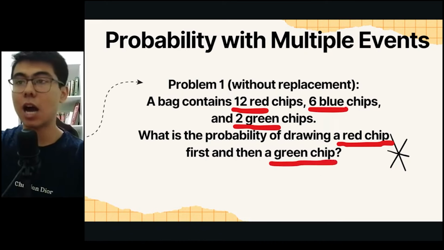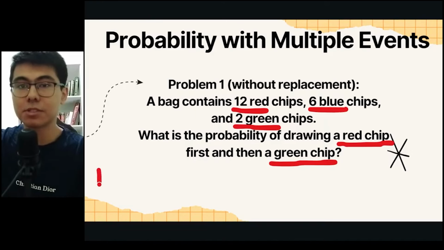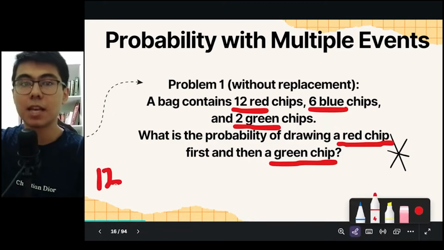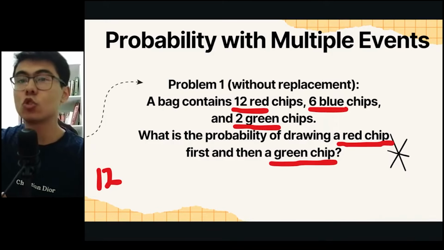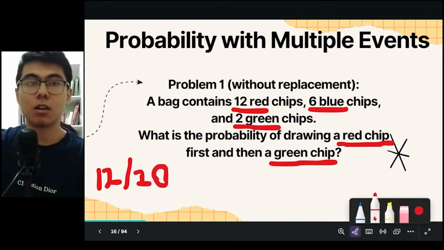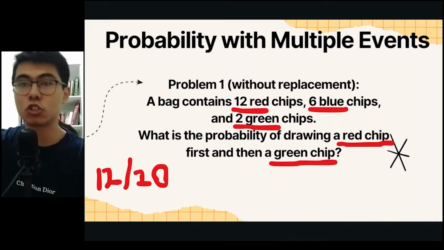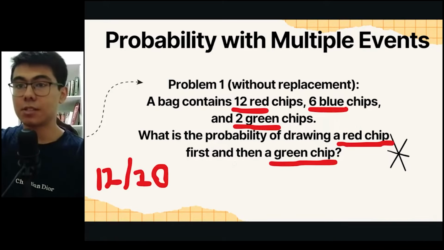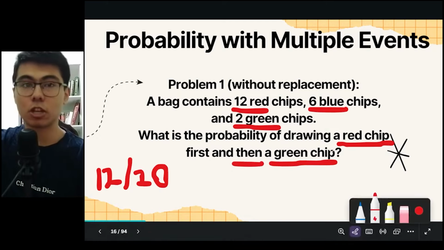So how many red chips do we have? Well, we have 12 red chips. So that's the first thing that I'm going to write, 12. And the total amount of chips, 12 plus 6 plus 2, that's going to be 20. So 12 over 20 would be my first draw, which is the probability of drawing a red chip first. And we also have the second event, as stated here, then a green chip.